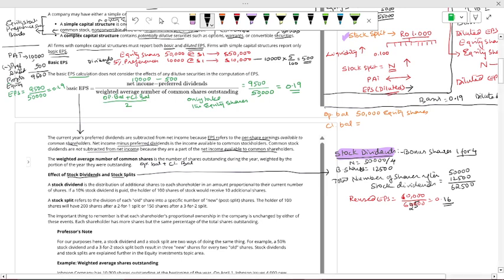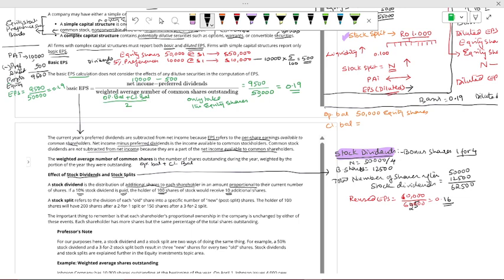A stock dividend is the distribution of additional shares to each shareholder in an amount proportional to the current number of shares. If a 10% stock dividend is paid, the holder of 100 shares will get how many shares? 10. They'll say 1 for 10, 10 for 100. If you have 100 shares, you will get 10 additional shares.